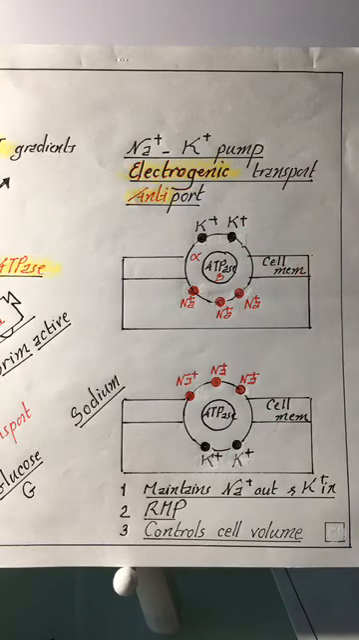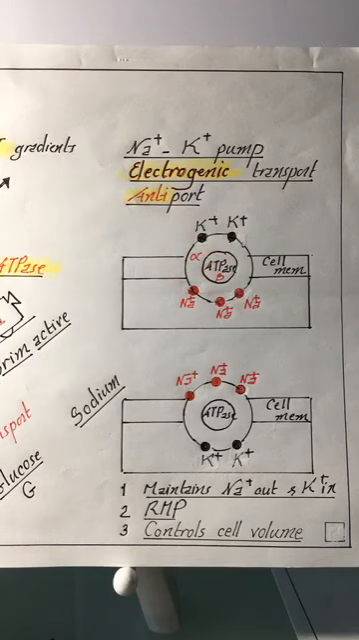Here we need two things, as we already said. We need ATP and carrier protein with ATPase activity. For any active transport, we need two things: adenosine triphosphate and carrier protein with ATPase activity. Now we start with the carrier protein. This carrier protein is composed of two units, alpha unit and beta unit.